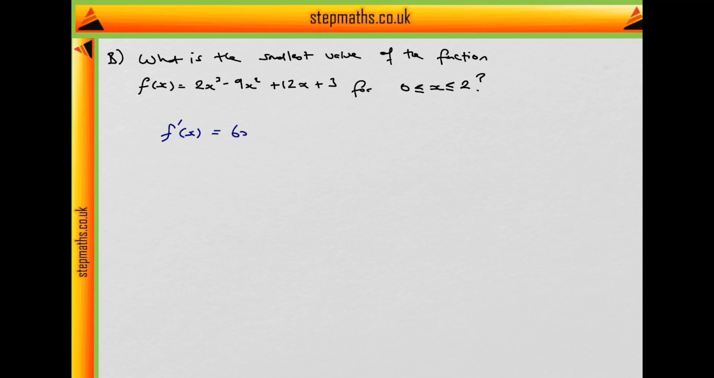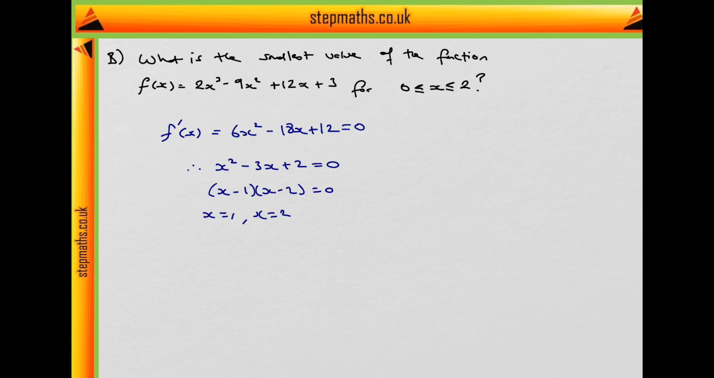That's equal to 6x squared minus 18x plus 12, and we set that equal to 0. Therefore we can divide through by a factor of 6. So we see x squared minus 3x plus 2 is equal to 0, and this factors to (x minus 1)(x minus 2) equals 0. So we see x equals 1 and x equals 2 are going to be stationary points of our function.